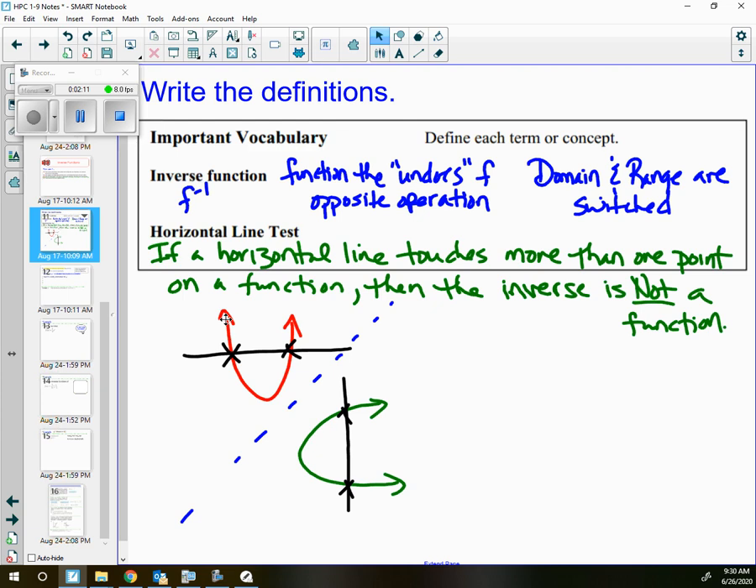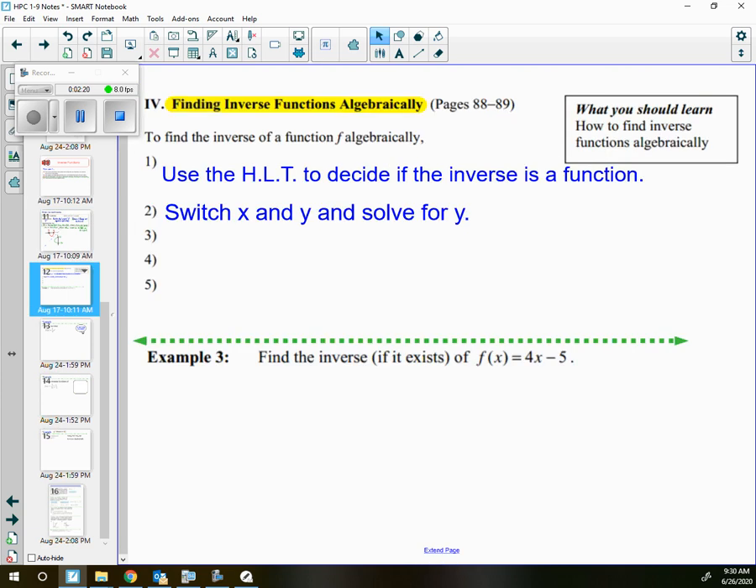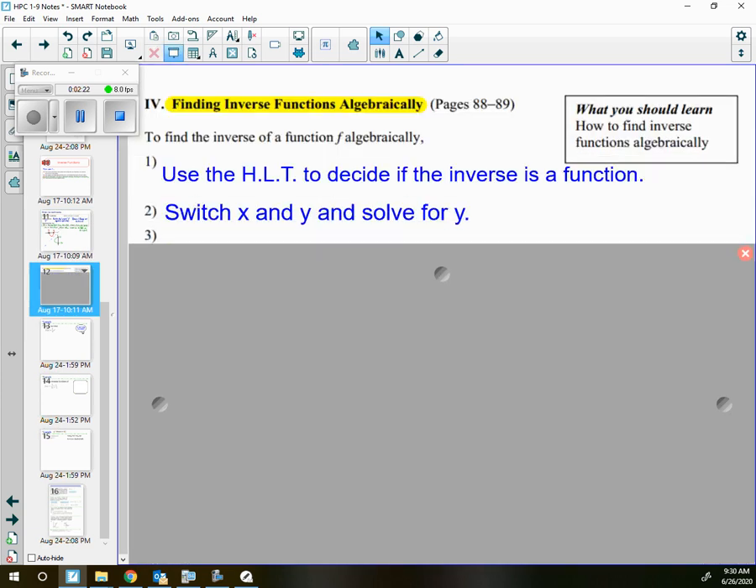So horizontal line test is a great, quick, easy tool to be able to know something about your inverse. So we're going to be using that again today when we algebraically find inverses. All right, so let's talk about how you actually do that. They give you a lot more spots to fill in. I sort of condensed it down a little bit. So how do you find an inverse of a function f algebraically? That means using the rule or the equation.